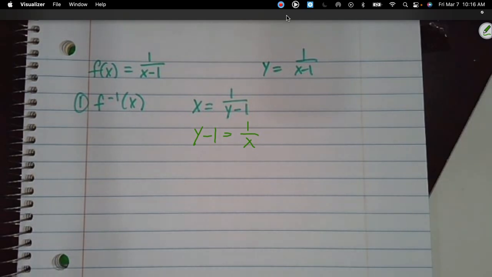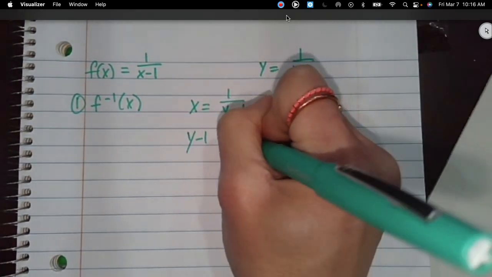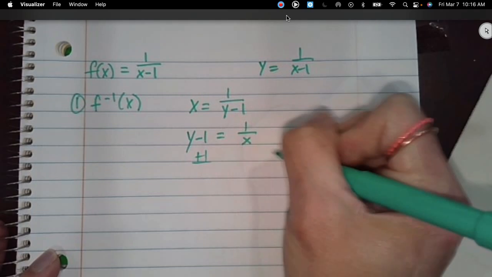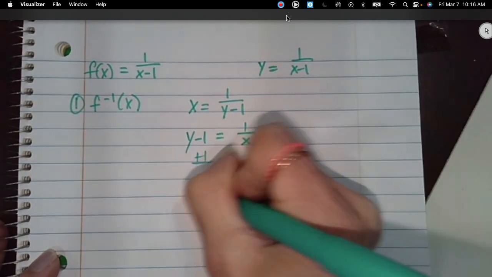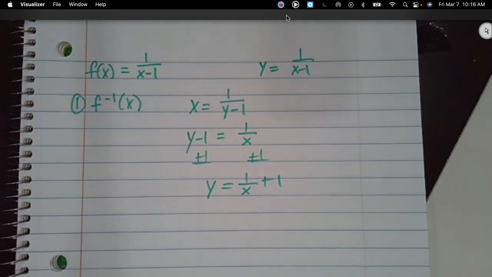Maybe? Yes? Okay. I'll rewrite it on my paper over here in this darker color. So we said y minus 1 equals 1 over x. Then what's left to solve for y? You add 1 to both sides. So I get y equals 1 over x plus 1. And that's it.